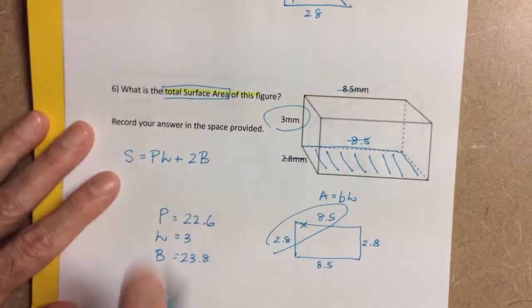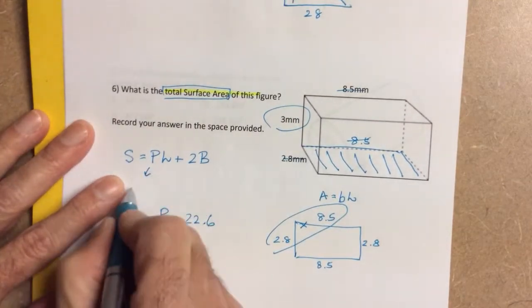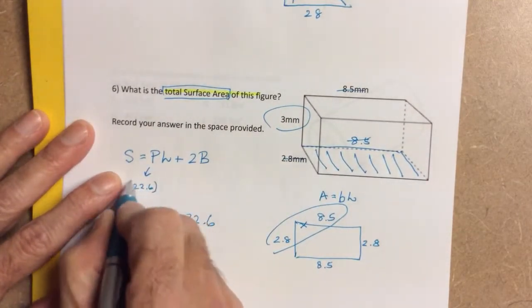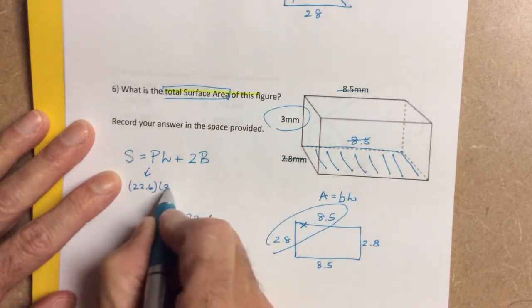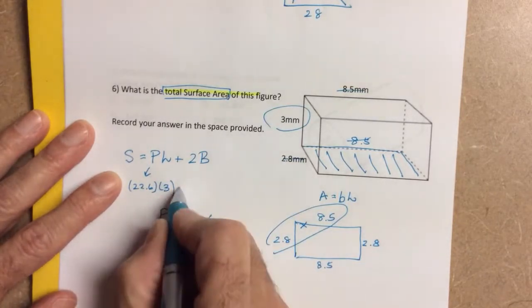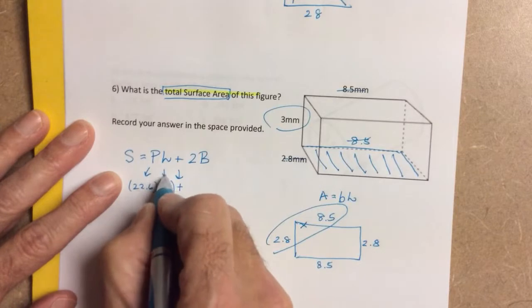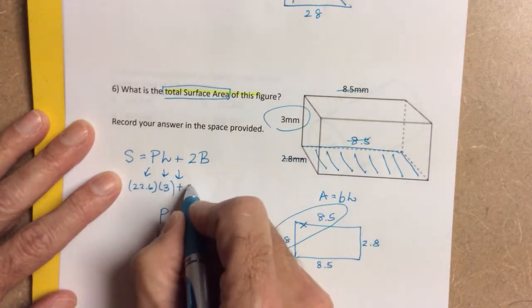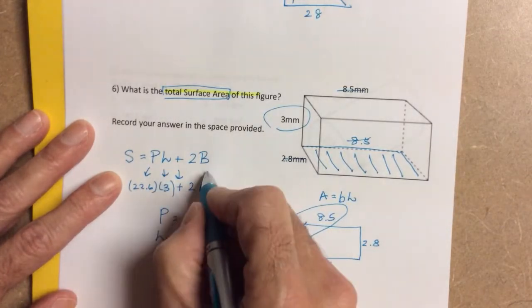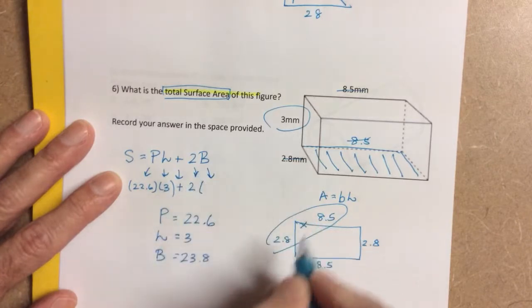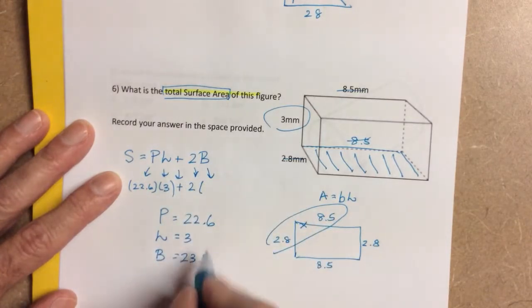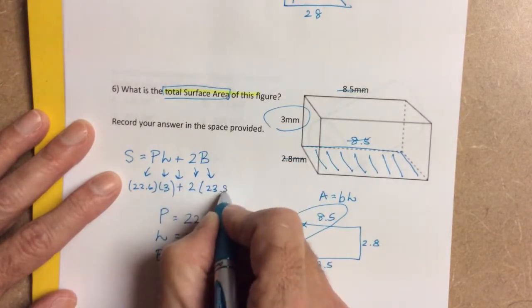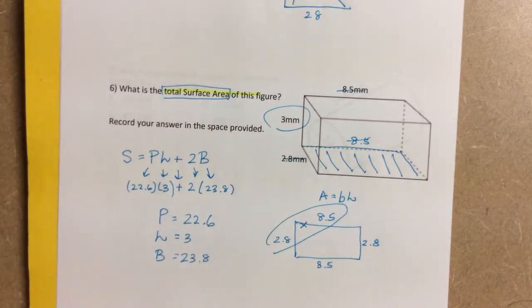So now all we're doing is plugging in. Perimeter, 22.6. Height of the prism, 3. Plus 2 times the area of the base, 23.8. And get out your calculator.